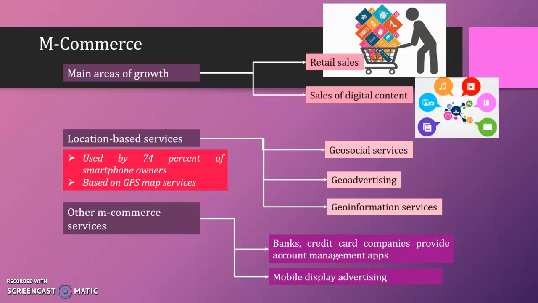Number 2 is about location-based services. It is used by 74% of smartphone owners and is based on GPS map services, because sometimes when you want to search for a place, you can find other things besides the place. For example, we have geo-social services, geo-advertising, and geo-information services. When you use Google Maps or other apps for mapping, you can find other information together with the location.